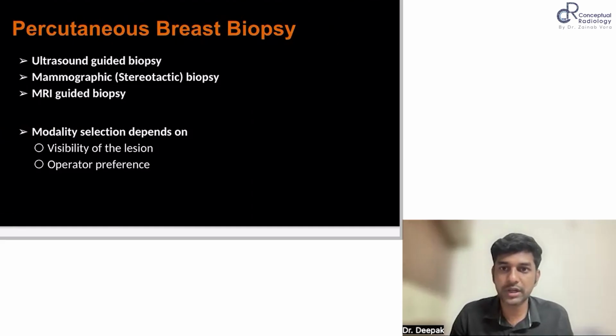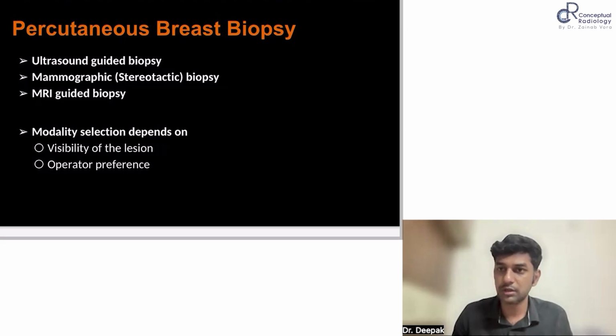So, what are the modalities that we can use? First is, of course, the most common and the easiest modality, ultrasound, and it is most beneficial to the patient also, in that it can reduce the radiation exposure. For example, mammo has radiation exposure, and in MR it can reduce the claustrophobia or the time taken for a biopsy. So ultrasound has a lot of benefits. And the selection, however, depends on in which modality the lesion is very well seen, and which the operator is more confident to biopsy.